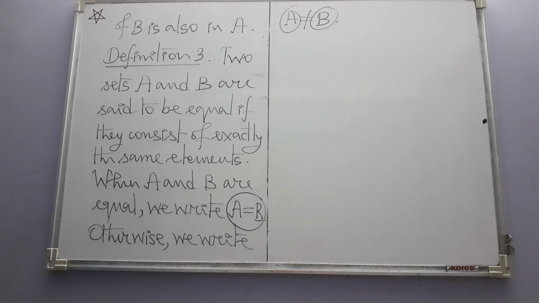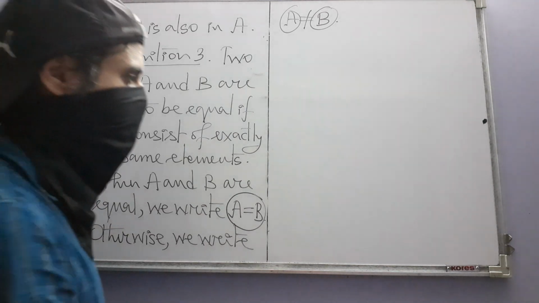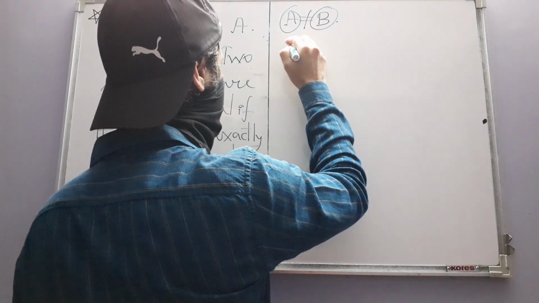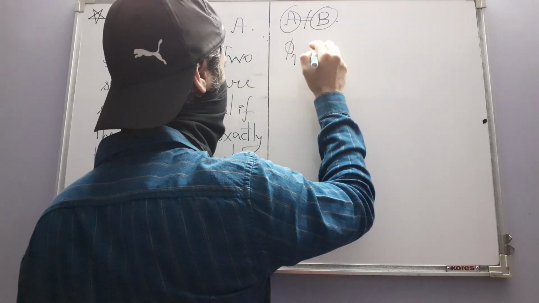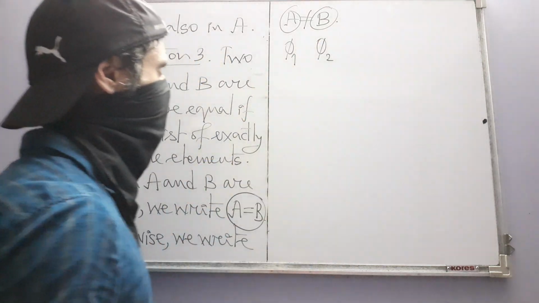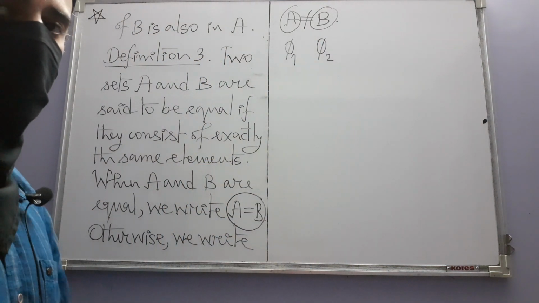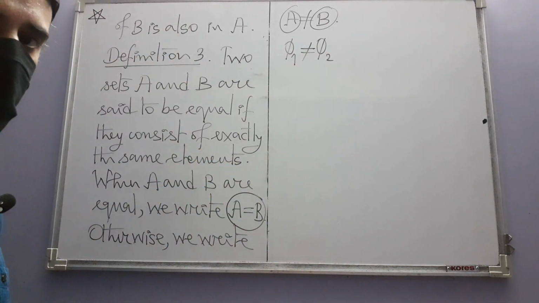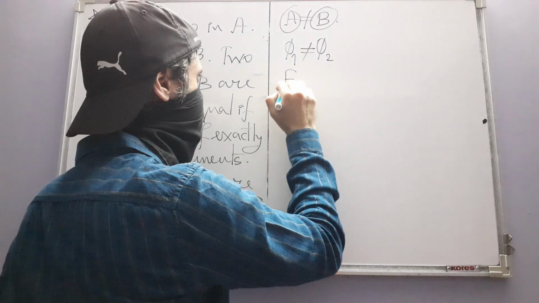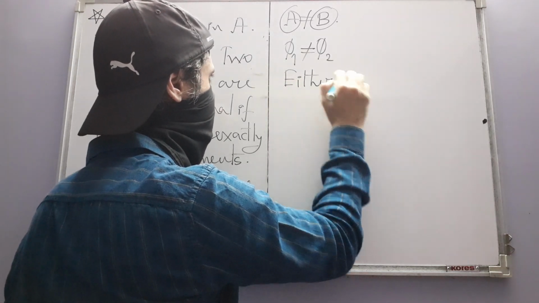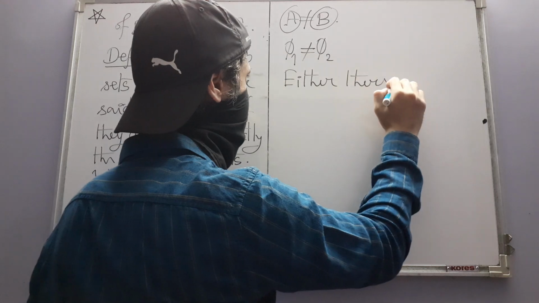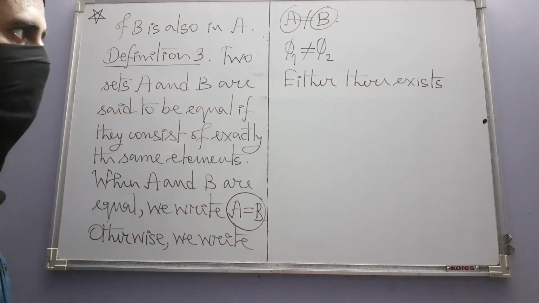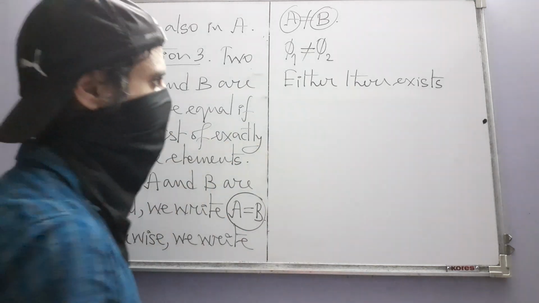Suppose hypothetically that there are two empty sets. Two means there may be more, but we have found two. One of them is this and the other one is this. And say you decide that no, they are not equal. This means that either there exists some element in the first empty set which is not in the second empty set.